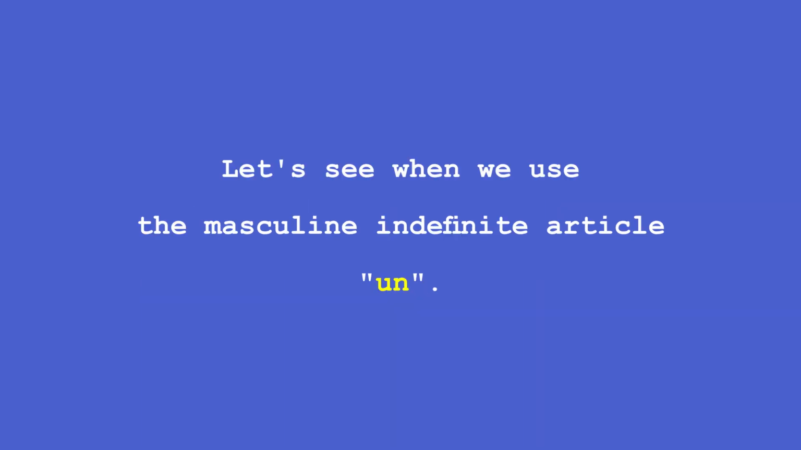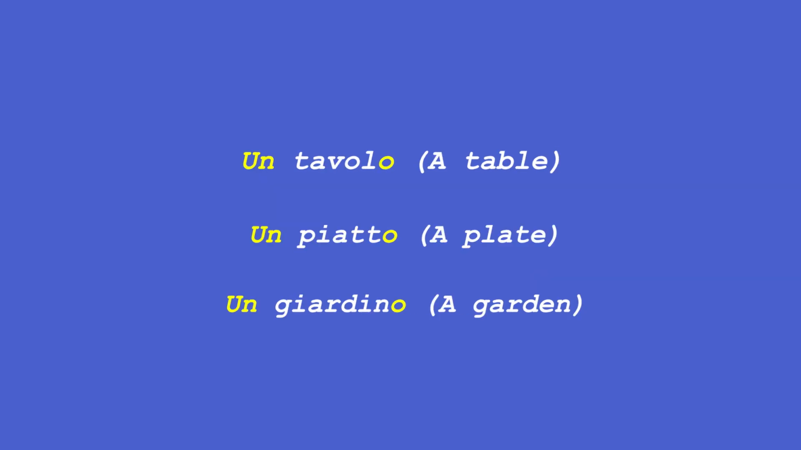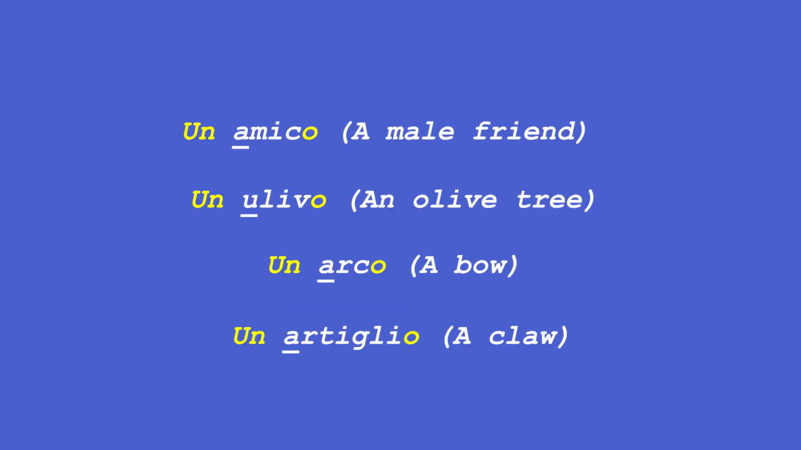Let's see when we use the masculine indefinite article un. We use the indefinite article un before all the other masculine nouns. Un tavolo, un piatto, un giardino, un amico, un ulivo, un arco, un artiglio.